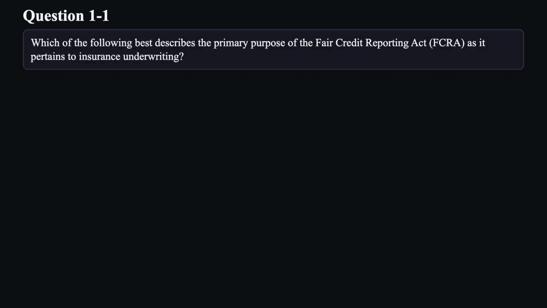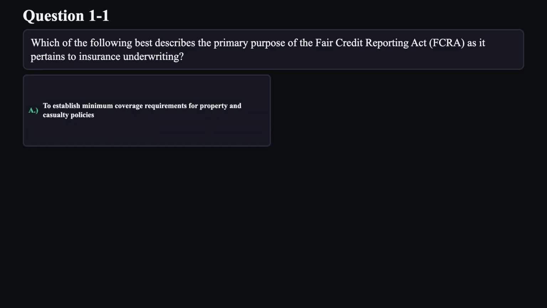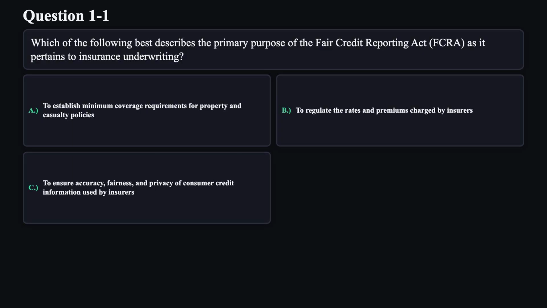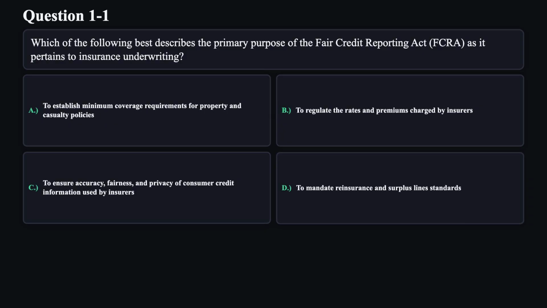I'll read each question and its choices. Let's get started. Question 1. Which of the following best describes the primary purpose of the Fair Credit Reporting Act, FCRA, as it pertains to insurance underwriting? A. To establish minimum coverage requirements for property and casualty policies. B. To regulate the rates and premiums charged by insurers. C. To ensure accuracy, fairness, and privacy of consumer credit information used by insurers. D. To mandate reinsurance and surplus line standards.